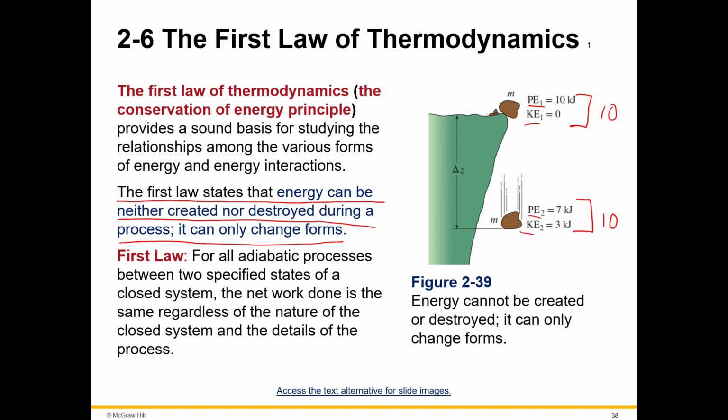For adiabatic processes, this is the first law. For all adiabatic processes, what is adiabatic? Remember, what does that mean? Adiabatic means Q is equal to 0. There's no heat transfer. For all adiabatic processes between two specified states of a closed system, the net work done is the same regardless of the nature of the closed system and the details of the process. Okay? And then energy cannot be created or destroyed. It only changes forms. It's listed twice on here for a reason.